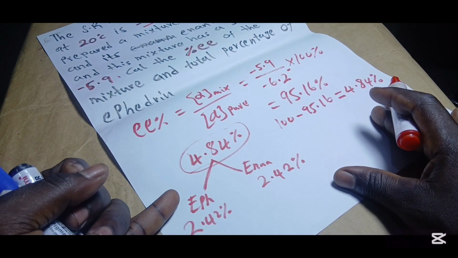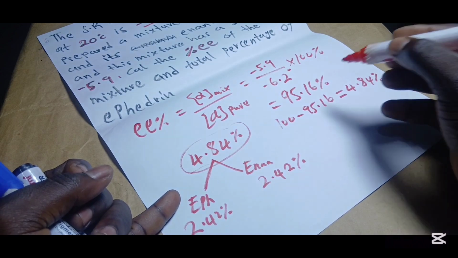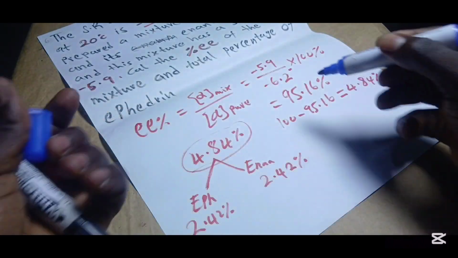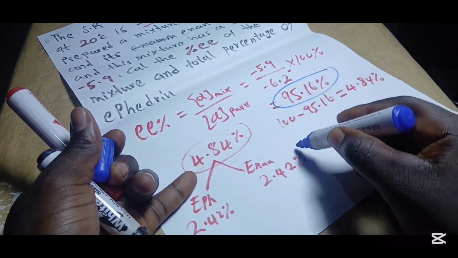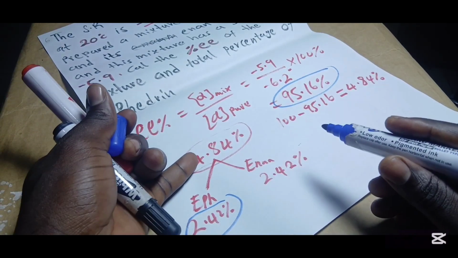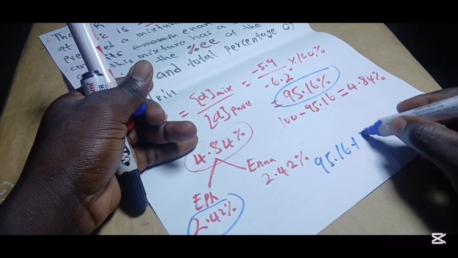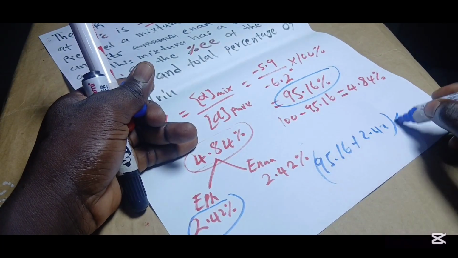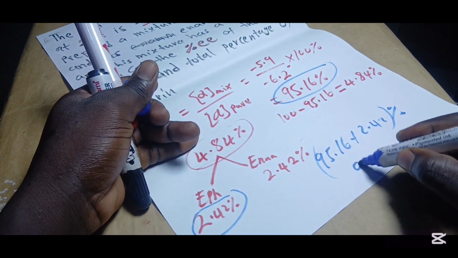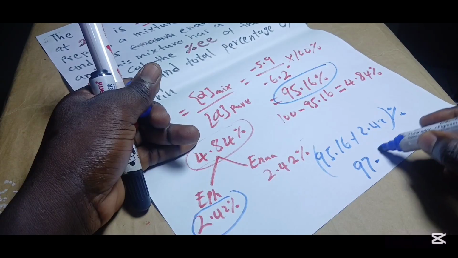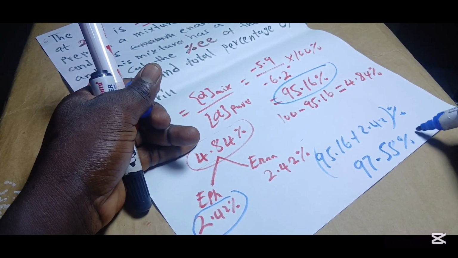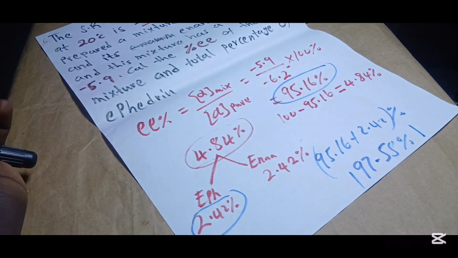So the total percentage of ephedrine here is this value, 95.16, plus 2.42, all in percentage. That will give us 97.58%. So this is the total percentage of ephedrine.